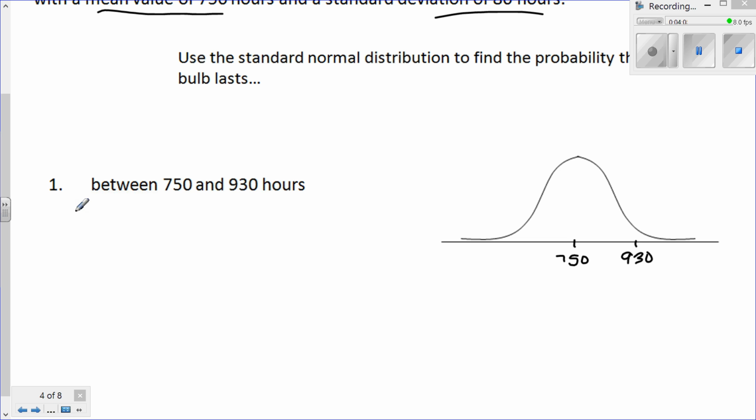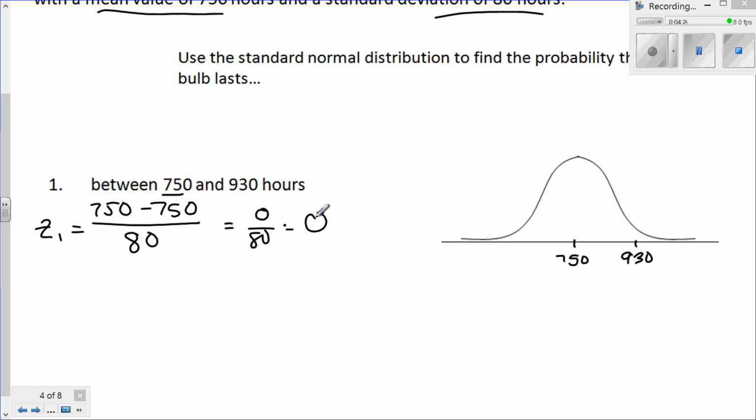So our mean is 750, our standard deviation is 80. For the first z-score, we're going to take 750, subtract the mean, which also happens to be 750, divide by the standard deviation, which was 80. That gives us 0 over 80, and 0 divided by anything is just 0. So this particular value matches up with a z-score of 0 on our standard normal table. Remember all those earlier problems we did? We always had a 0 here in the middle, so 750 corresponds to that.